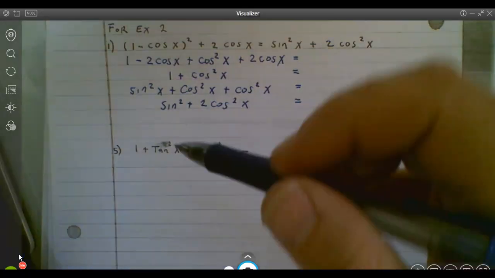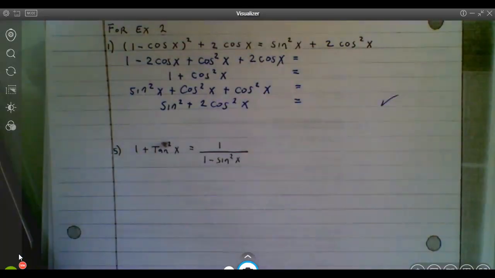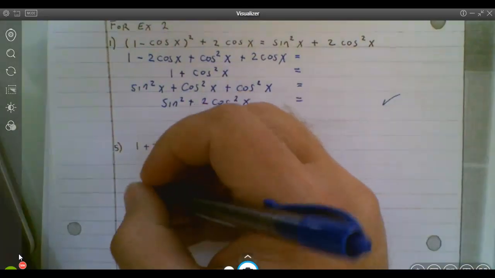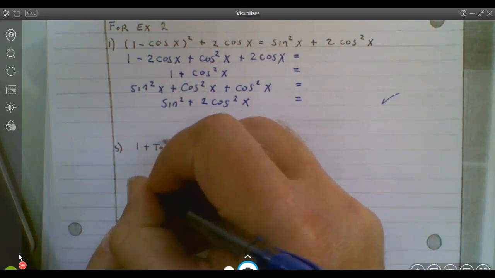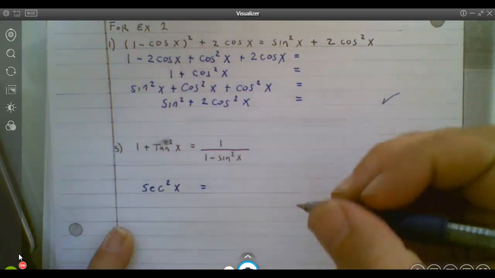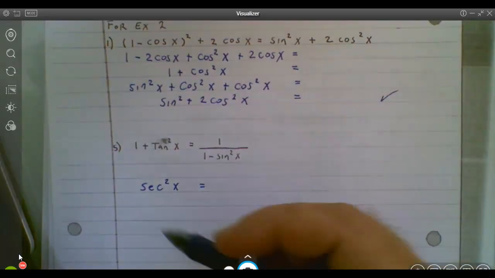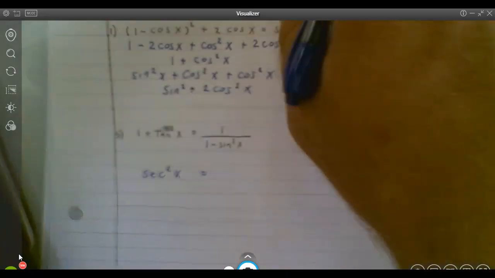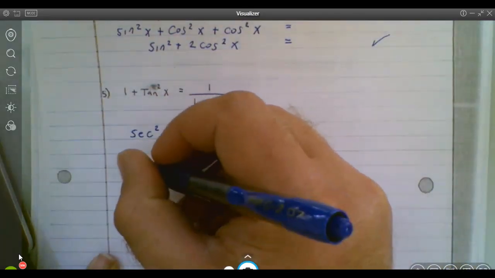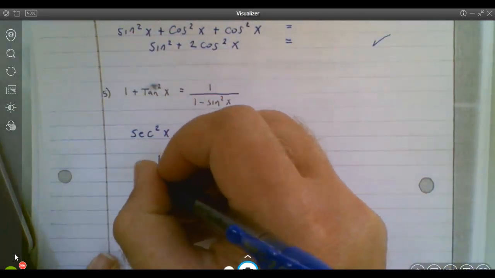And we know that 1 plus tangent squared fits directly into one of our identities that we learned in our previous lesson. So we know 1 plus tangent squared is equal to secant squared. Again, we're just going to leave that right side alone. See if I can make the left side look like the right side. So we know that secant squared is the same thing as 1 over cosine squared.